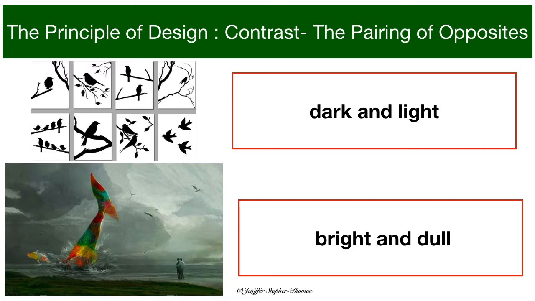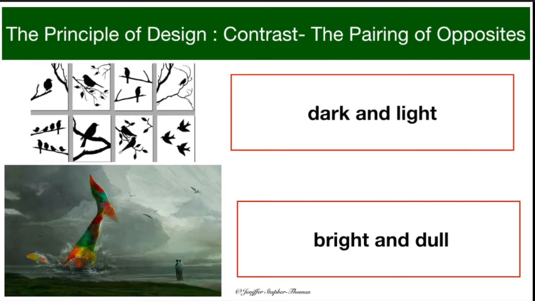Look at the dark and light. Notice those birds with the background all white, how they stand out in silhouette. Very eye-catching. And then the picture below, bright and dull. Notice that that's a whale. And the whale is made out of rainbow colors. And the background is contrasted by these really kind of muddy and moody tones. Really eye-catching, really beautiful. When you pair opposites together in art, it makes for a lot of visual interest.